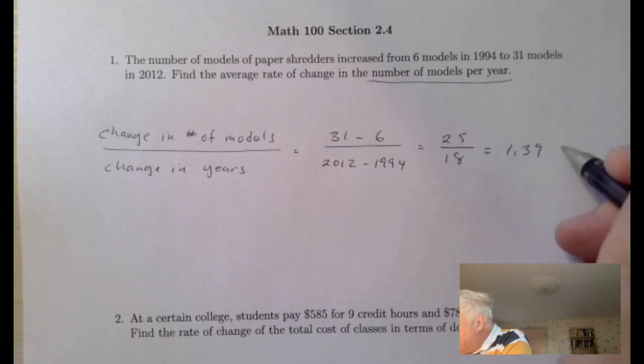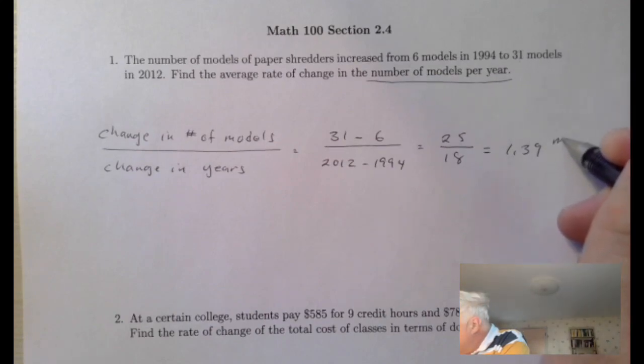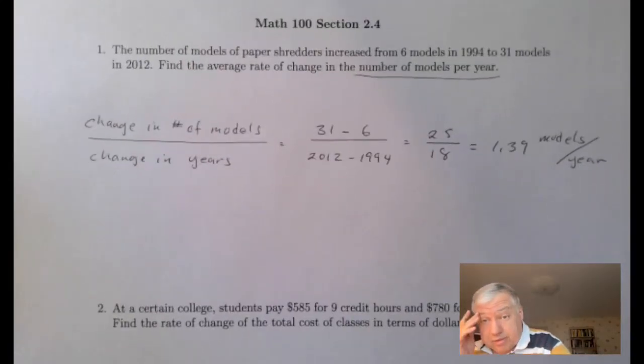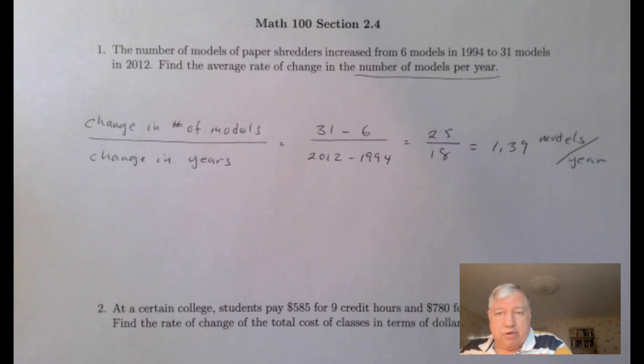Okay, so this turns out to be 25 over 18, which we can approximate to 1.39, and the unit should be models per year. And because this is a positive number, we can see that things are increasing at a rate of 1.39 models per year.